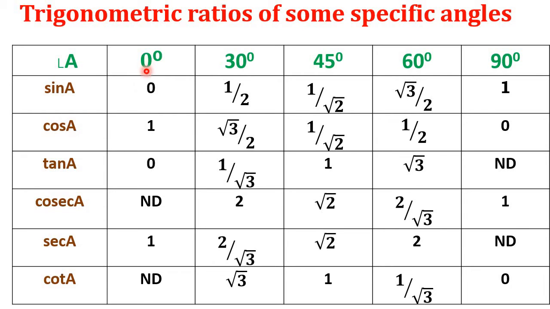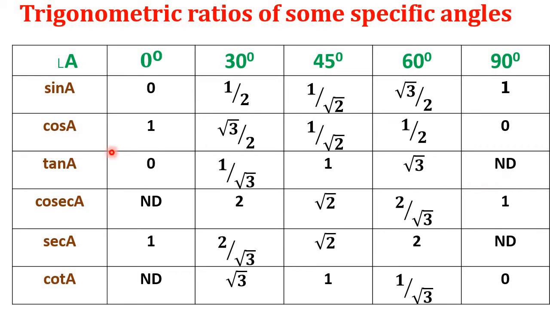Cos of the angle 0 is 1. Cos 30 is root 3 by 2. Cos 45 is 1 by root 2. Cos 60 is 1 by 2. Cos 90 is 0. Tan 0 is 0. Tan 30 is 1 by root 3. Tan 45 is 1. Tan 60 is root 3. Tan 90 degree is not defined.